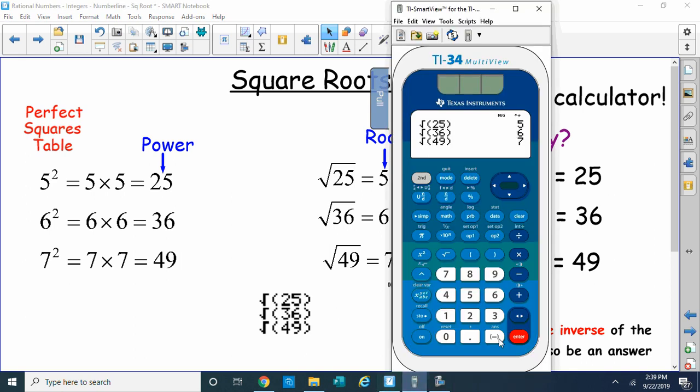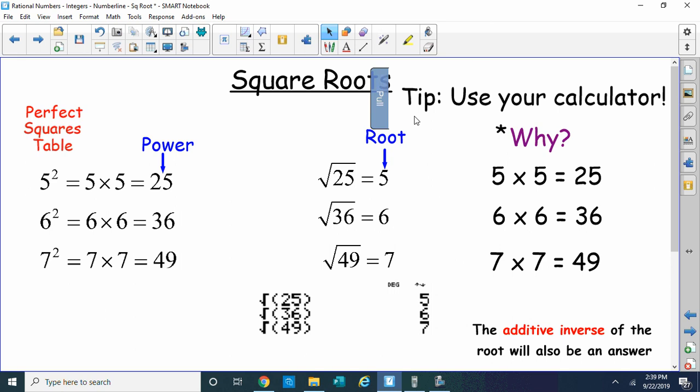And let me just get my calculator just to show you. If I took negative 5 and multiplied it by negative 5, guess what you'll get? Positive 25. So that means I have another answer to add to my inventory here. So I could say 5 or negative 5, 6 or negative 6, 7 or negative 7. Those would be optional additional answers, the negative answer of the square root. Sometimes they ask you for a negative answer.